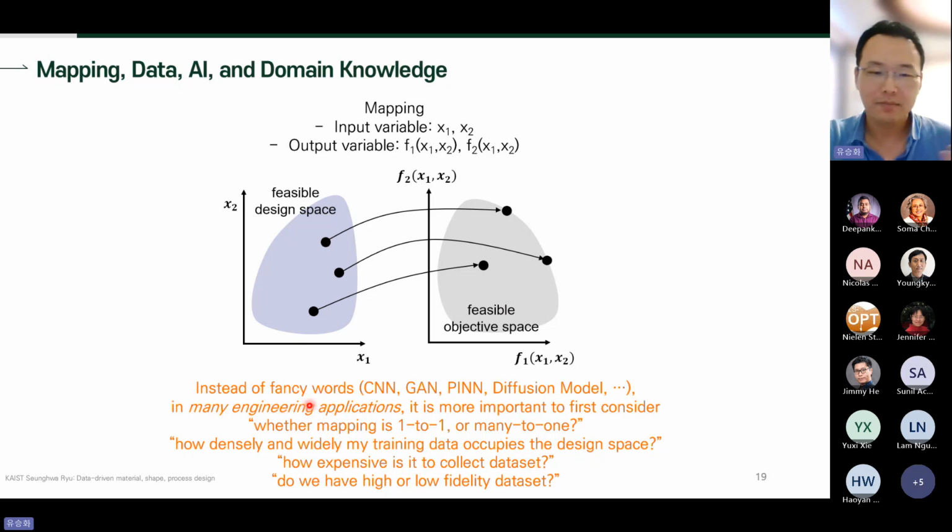So what I found is that in many engineering applications, instead of talking about fancy words like diffusion model, GAN, PINN and CNN, it is more important to think about the essence of the AI, such as whether the mapping is one-to-one or many-to-one, how densely and widely my training data set occupies the design space, how expensive it is to collect a data set, and whether we have high or low fidelity data sets. These are more important questions than learning the fancy AI algorithm. That's what I found from my personal experience.